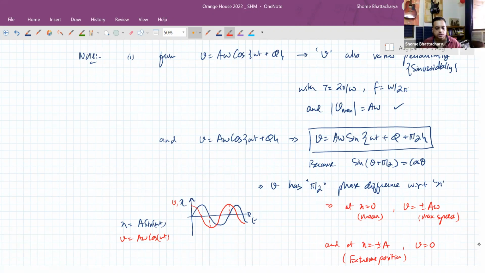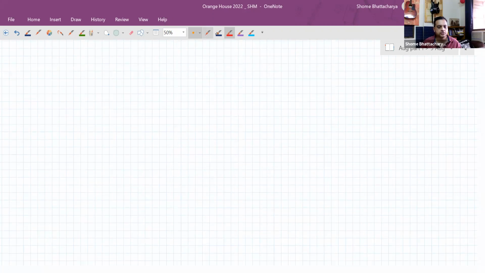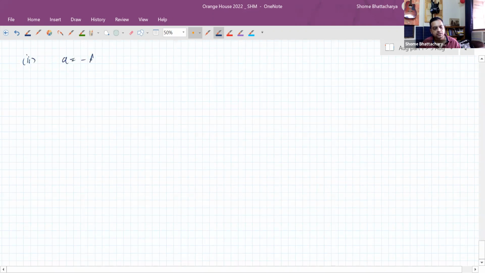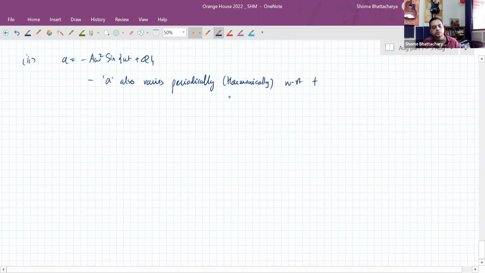Okay, people, so this is clear, I hope. So that phase difference concept should be clear. Now moving on to acceleration, we have acceleration equal to minus A omega squared sin(omega t + phi). So again, the same thing, we see that acceleration also varies periodically in the same way, and it's harmonic or sinusoidal with respect to time, with the same time period 2 pi by omega, same frequency omega by 2 pi.